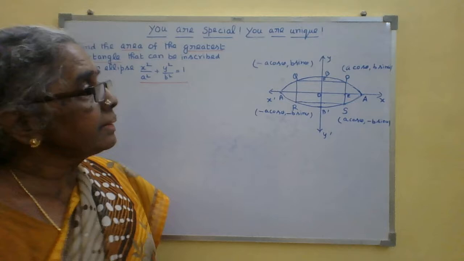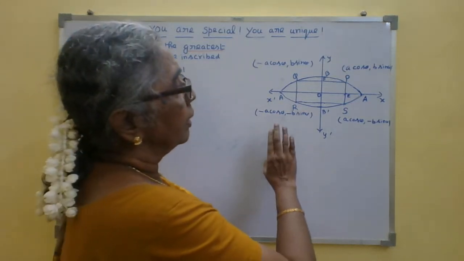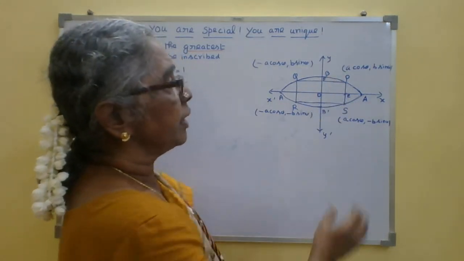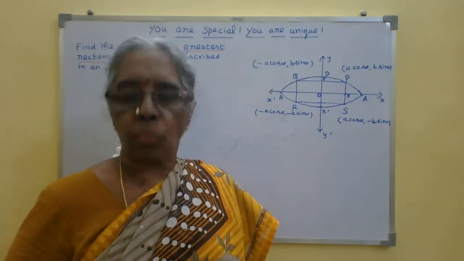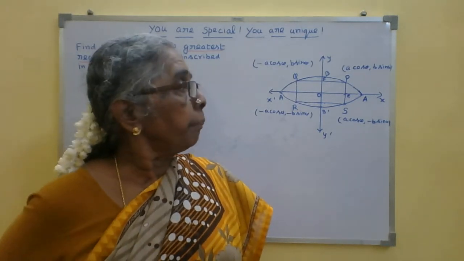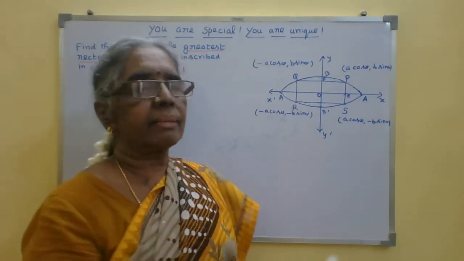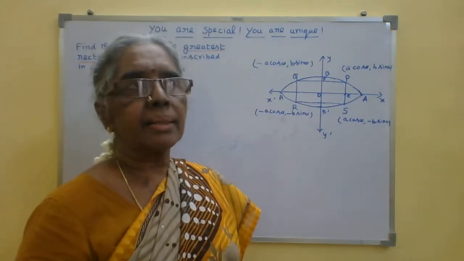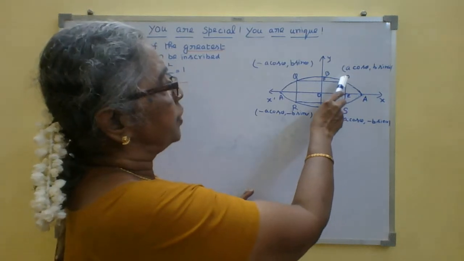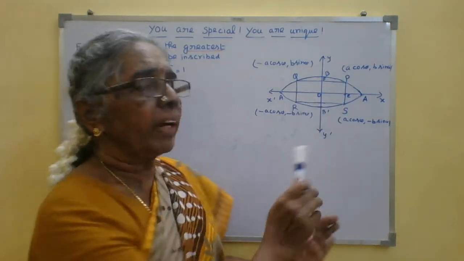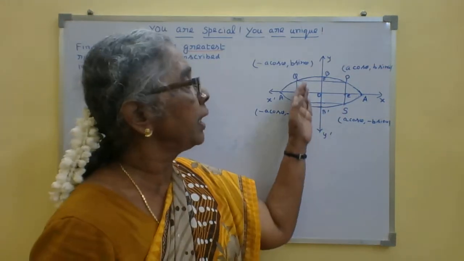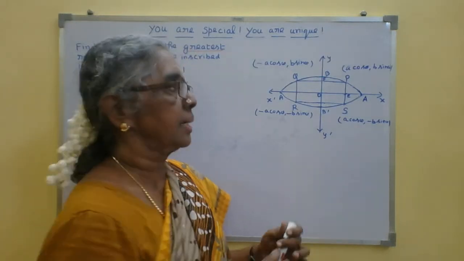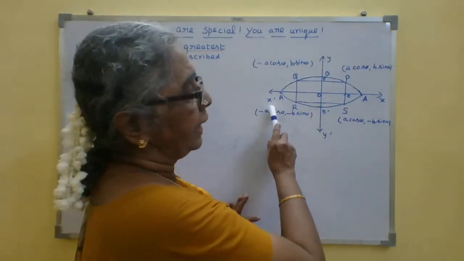Now this is an ellipse. Here the ellipse will be symmetrical about both the x-axis as well as the y-axis. The PQRS is the rectangle that is inscribed in the ellipse. You can inscribe many rectangles in the ellipse if you change the positions of that PQRS for different values of theta. Now we have got one ellipse.